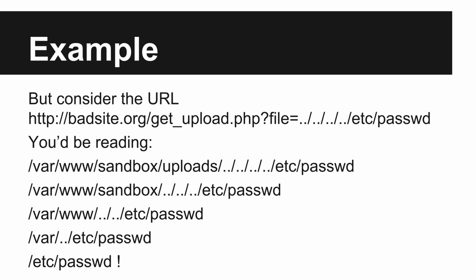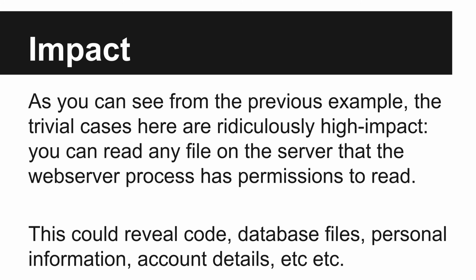Well, consider the URL on the screen. Each one of those instances of dot dot will walk up one directory, getting us quickly to the root of the file system, then to just read etc password. As you can see, even the most straightforward and trivial instances of these bugs are of critical import. Best case scenario, these bugs lead to an arbitrary file read. The worst lead to code execution or even privilege escalation.